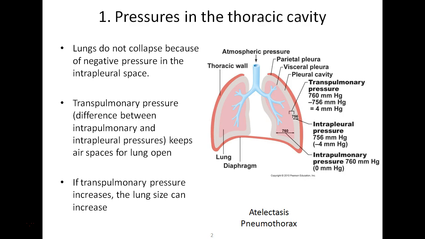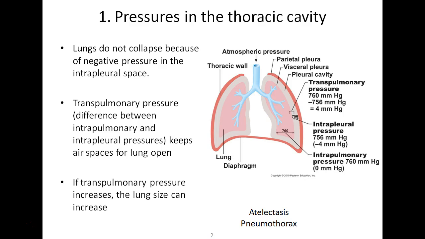One idea with pressure is that lungs do not collapse, and that's because we're going to have negative pressure in an intrapleural space. Let's go ahead and take a look at this intrapleural space and how we might form it.